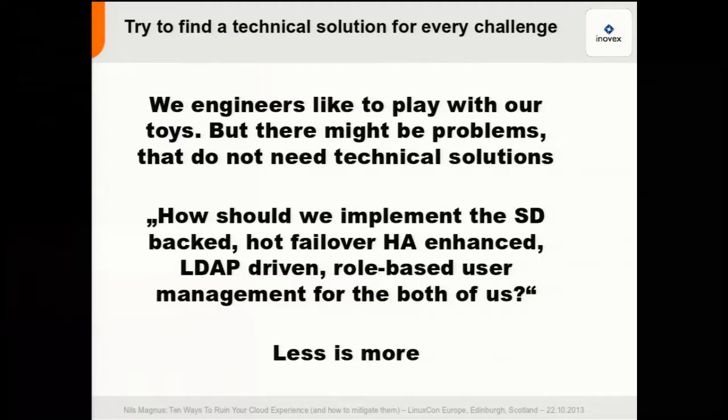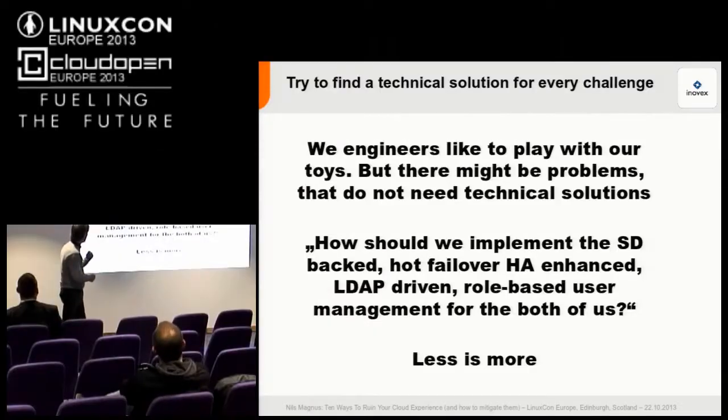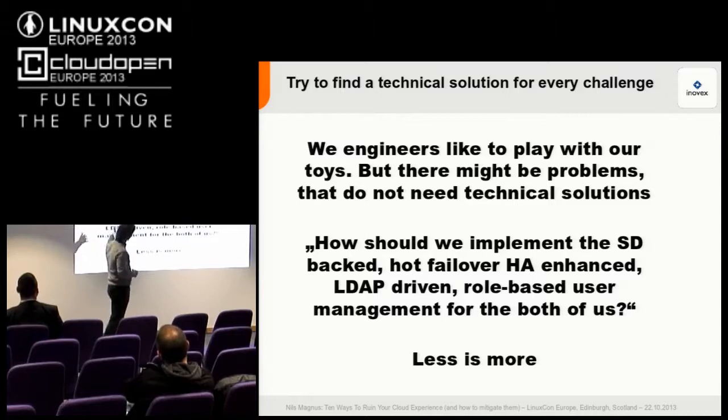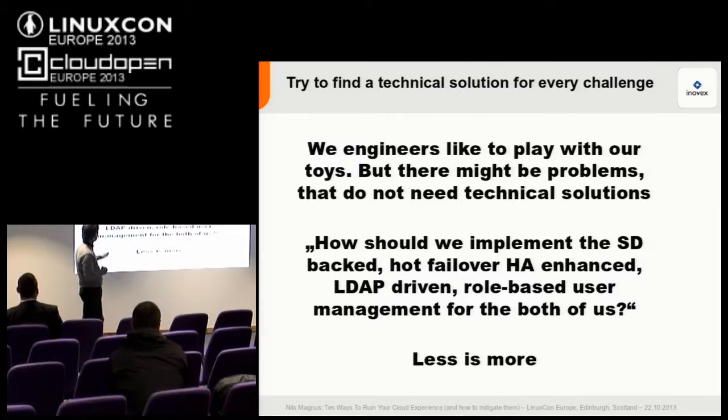This is number 10, the 10th way to ruin your cloud experience. It's a non-technical experience I made. There are so many problems that actually don't need a technical solution. I bet a lot of people come up with very fancy and enhanced ideas to work around and to model this apparent problem. It's a little bit exaggerated, but I experienced something like that.